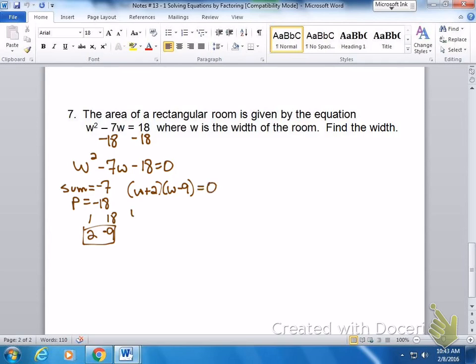All right, now we have both of our factors. Let's just set them equal to 0. On the first one, I subtract 2 from both sides, and I get w equals negative 2. Then on the other one, I add 9 to both sides, and I get w equals 9. Now, only one of those can be our solution. It asks for the width, but you need to think, can a distance be negative? And the answer to that is no. So it's the positive answer, w equals 9.